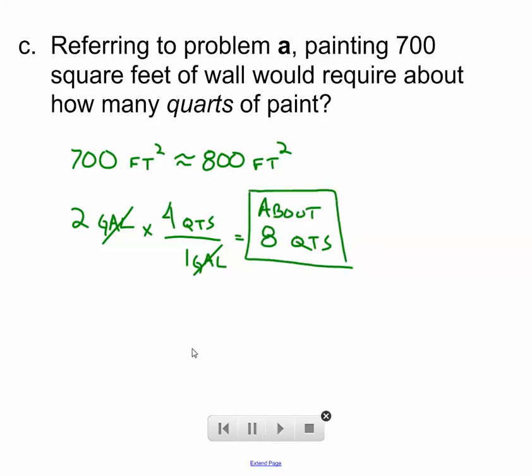Really, I don't know. I mean, there's a better way to look at this. Since there's 4 quarts in a gallon, doesn't every quart cover 100 square feet? So really, we could say it's exactly 7 quarts.